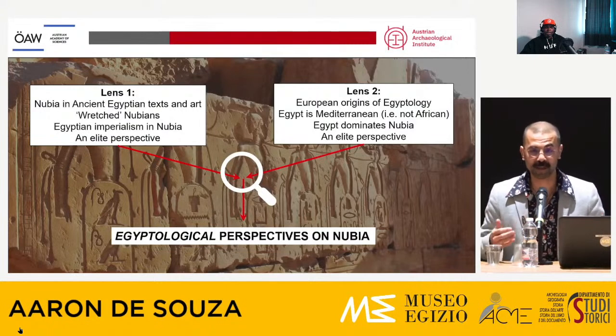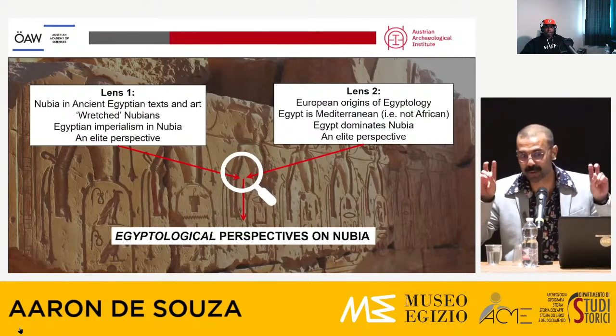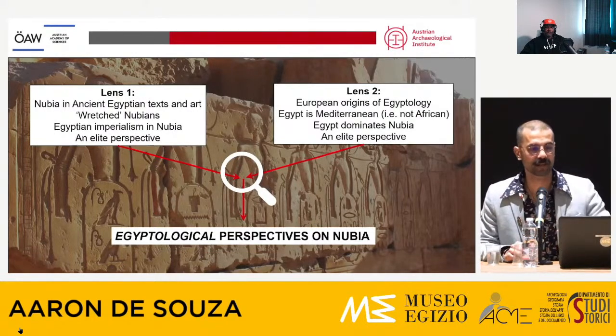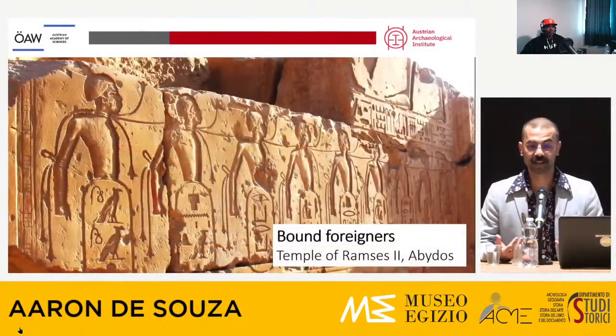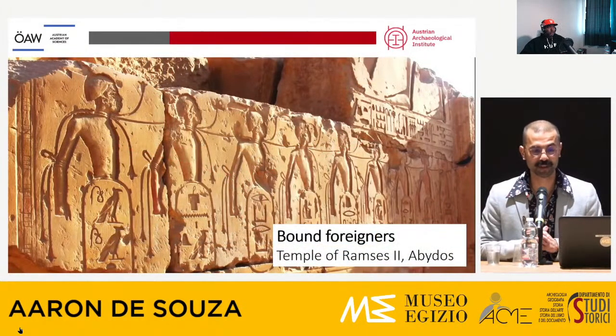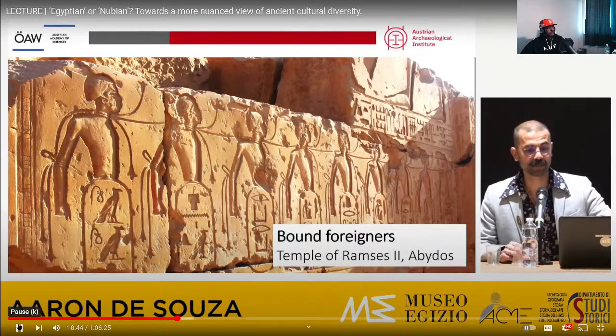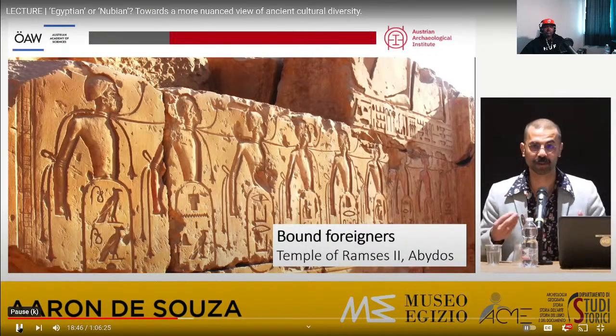And I also want to say here that I'm talking about Nubia specifically, but really this could apply to any culture where you've got sort of one dominant or supposedly dominant culture and another. And so we end up with images like this, where we have these non-Egyptian, in this case Nubian foreigners, being depicted as prisoners with their hands tied behind their backs, and in this case the foreigners, as I said, are Nubians.